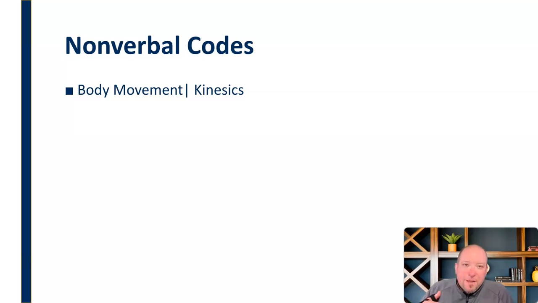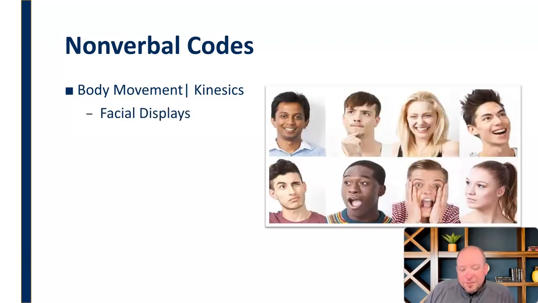So if we talk about body movement, this is a whole category of things. We're going to talk about a few things within this, but body movement has to do with anything that has to do with your body, starting with perhaps the number one most expressive feature of your body communicatively, which is your face. Your facial displays are incredibly important. We express a lot. We wear our emotions right here on our face a lot of times, right? Whether we're happy or sad about something, whether we're irritated or bored, people can usually tell just by looking at your face.